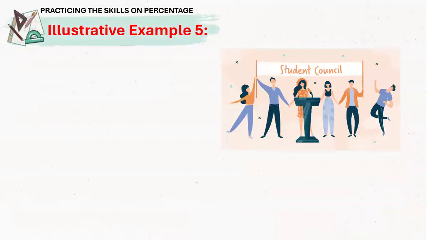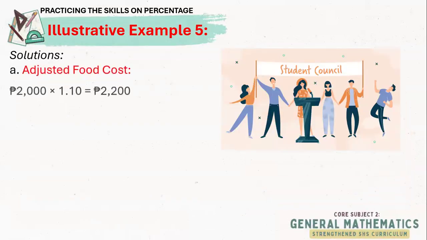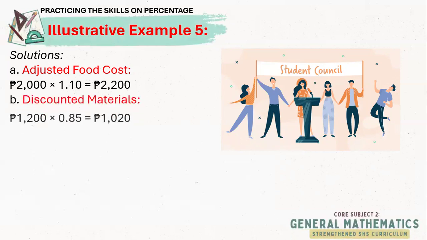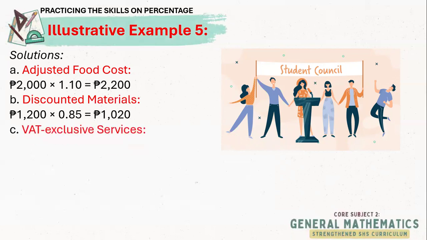So for letter A, for the price inflation, the food costs in 2022 is 2,000, but today they will cost 2,200. For the discounted materials, that's a 15% discount, so we'll multiply by 0.85 instead, and that's the discounted price already. It's 1,020. For the VAT exclusive services, we divide 1,500 by 1.12. So approximately the services that you really paid is 1,339.29 pesos, and the rest will go to the government.